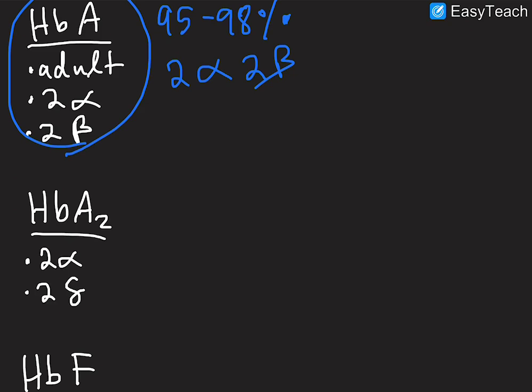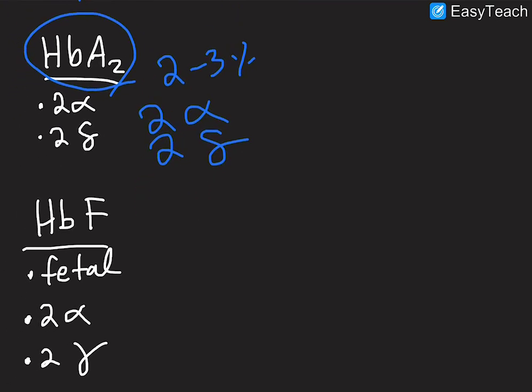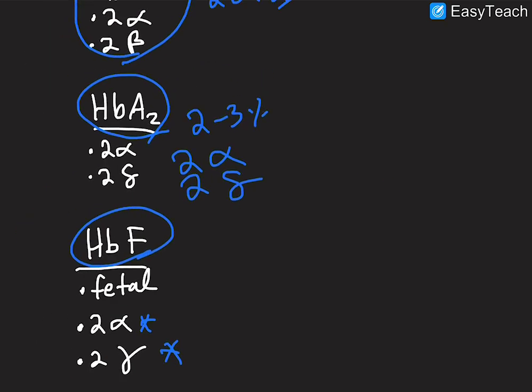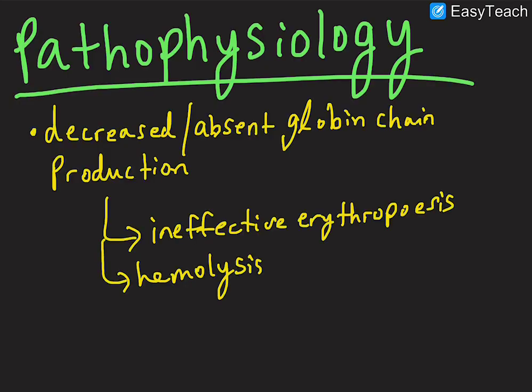Then we have another type of adult hemoglobin, but it only makes up around 2 to 3% of our hemoglobin. It's called hemoglobin A2, and it's made up of two alpha chains and two delta chains. Our last type of hemoglobin to discuss is fetal hemoglobin, which is made up of two alpha chains and two gamma chains. It's important to keep these in mind because they'll come into play when we talk about alpha thalassemia and beta thalassemia.